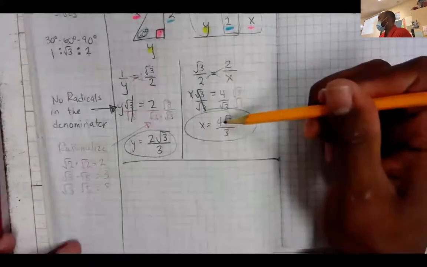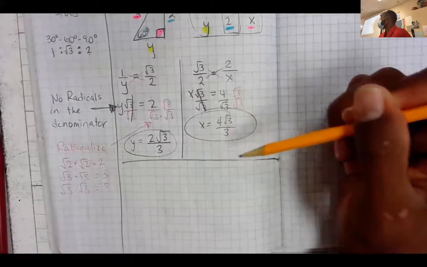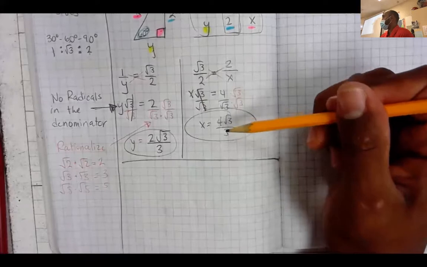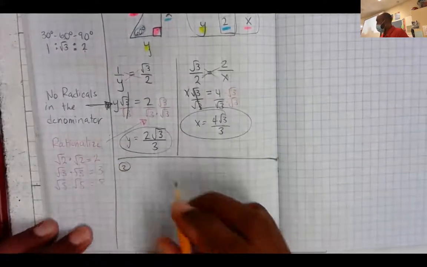Now you want to check between the number on the outside of the square root and the one on the bottom, see if they reduce. Like if it was 4 over 6, you divide them. Okay, so try to reduce it if you can. All right, so one more.